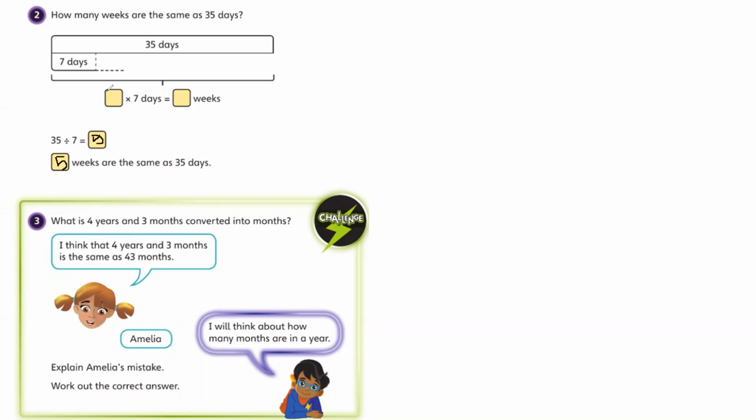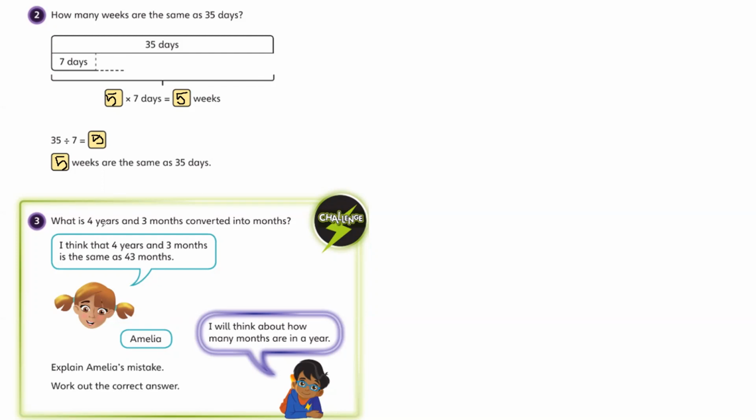Okay, and the figure up here is that we can say here 5 lots of 7 days. It will be 5 lots of 7 days, which is the same as 5 weeks here. So we would need 5 lots of 7, which makes 35, and that's 5 weeks.